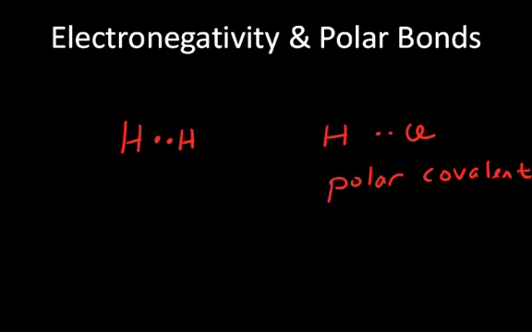The symbol with a partial positive and a partial negative indicates that the electrons reside more towards the chlorine atom than the hydrogen atom. So this is the symbol that's used to show that the electrons are not equally shared.